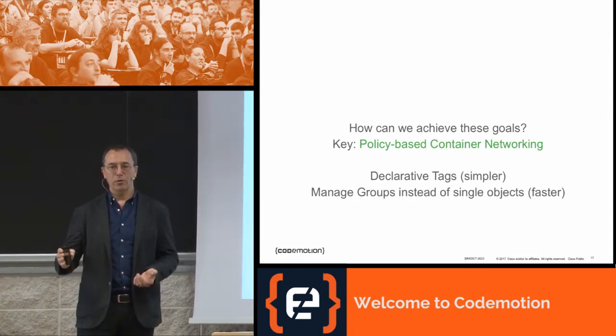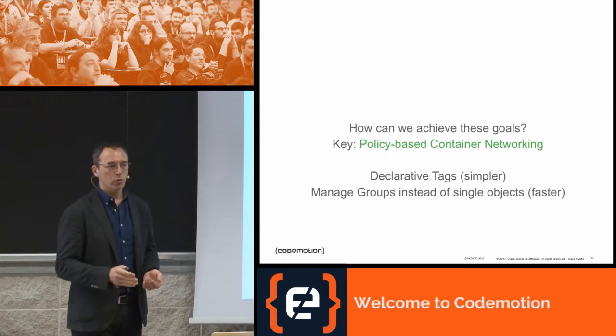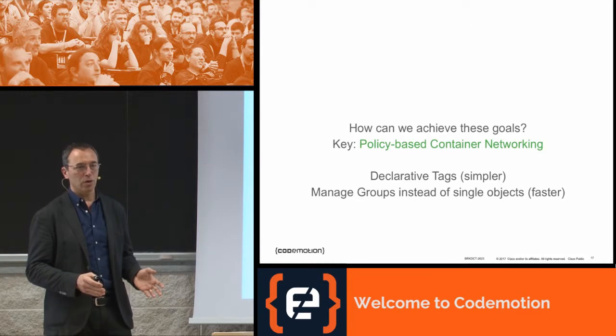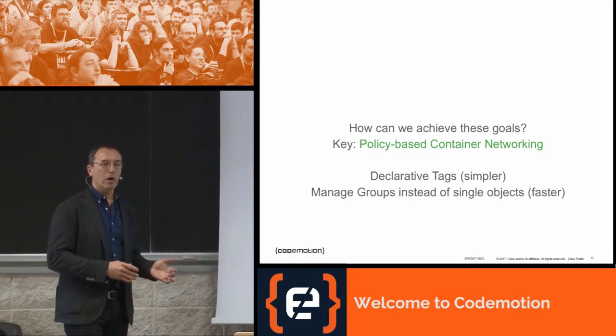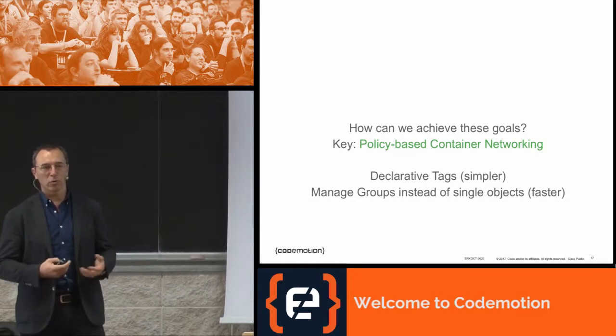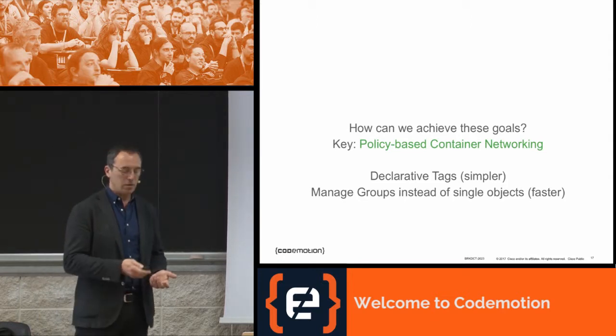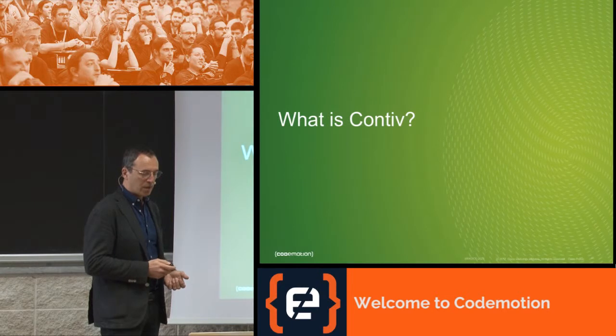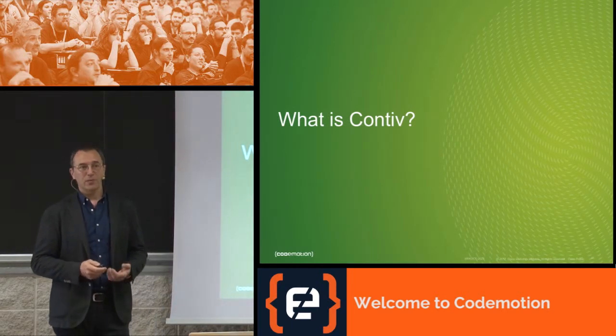So if you want to change which ports are open on the network, instead of doing that container by container, you apply that rule to an entire group, and all the containers that have been associated to that one, manually or by Kubernetes or by Docker Swarm or whatever, will inherit the change and the new policy. So Contiv helps doing that.